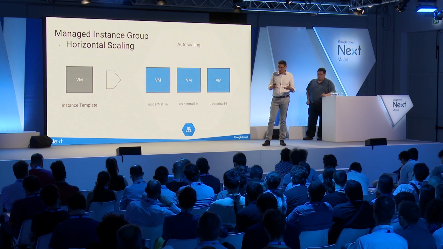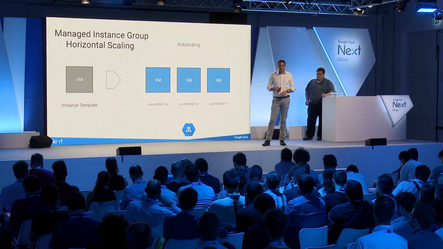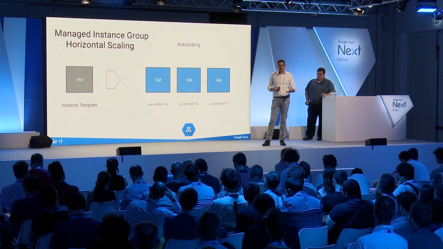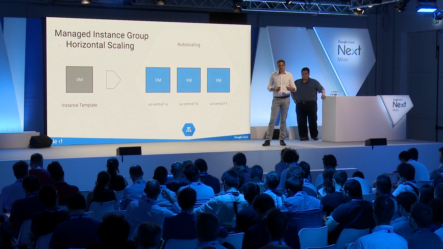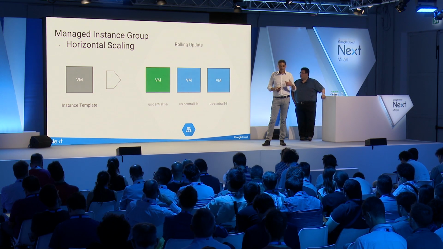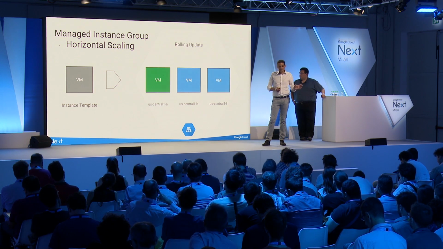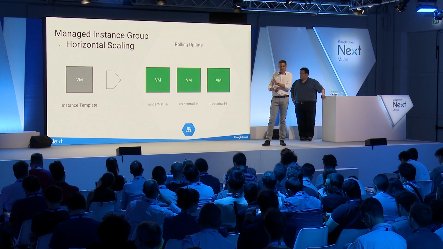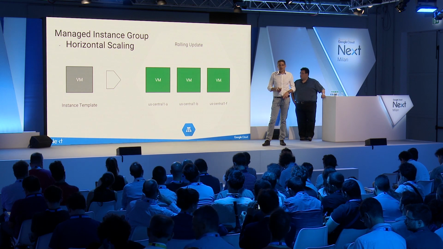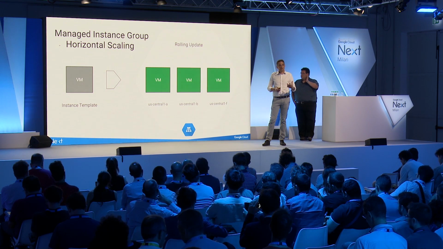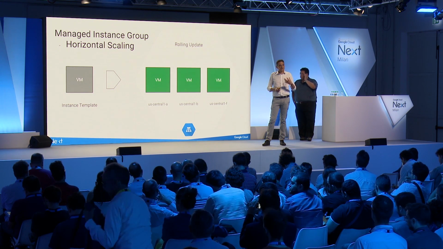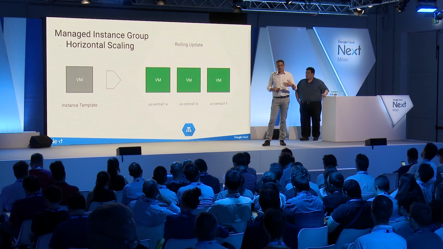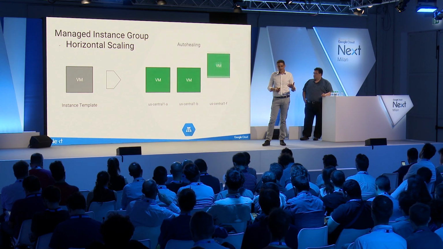You can do rolling upgrades if you need to upgrade your code. You can update your instance template and trigger a controlled update that will update your service in a progressive way, not disrupting your services. Your users continue to work. And you can configure auto-healing, so when your instance doesn't respond to a health check that you configured, your instance will be killed and replaced.